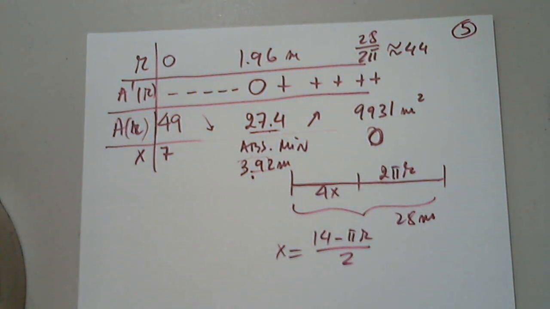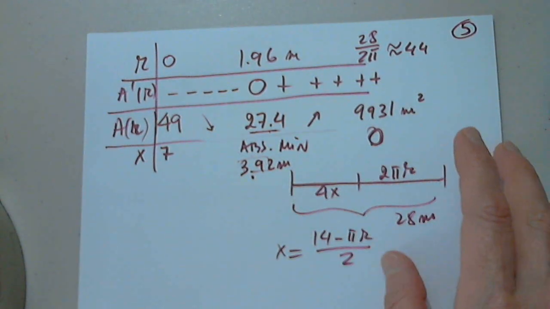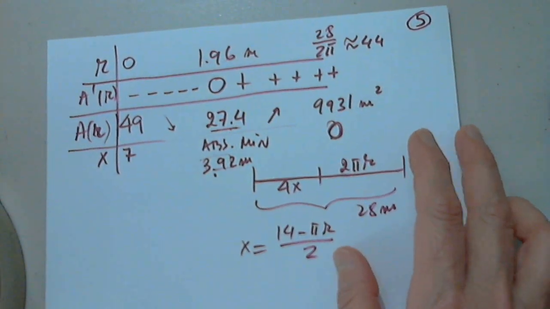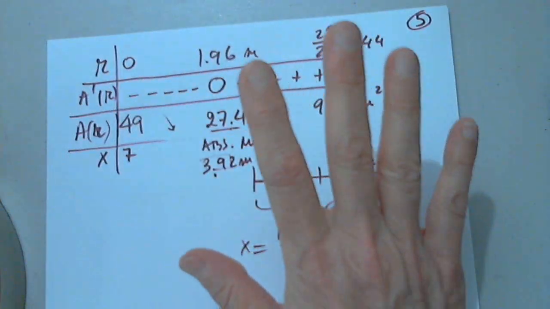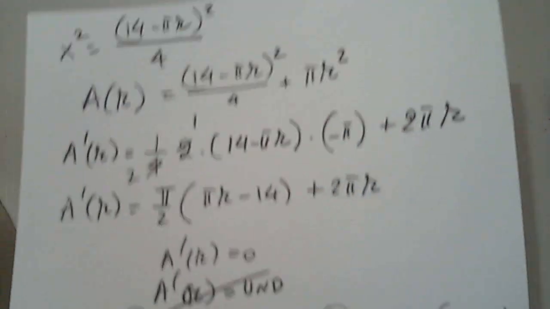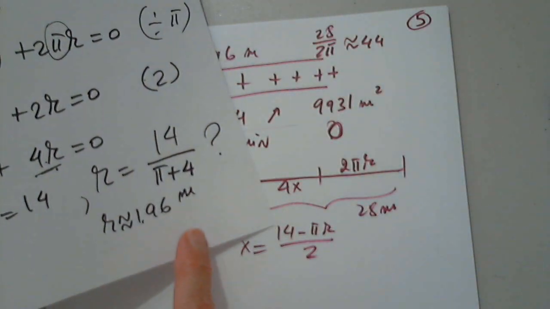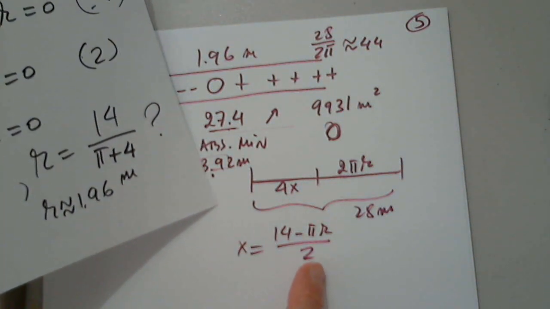Okay, I understand. It doesn't want 3.92 still. So I probably do need more decimal places. What does it say? How many decimals do they want? It does not specify. In that case, if it's not specified, they want the exact answer. Okay, hold on. So they want this with pi in it.